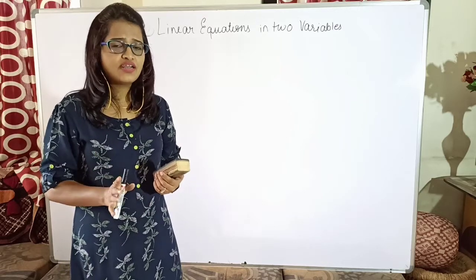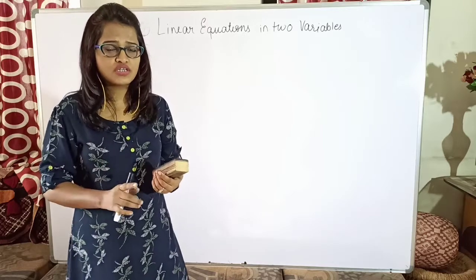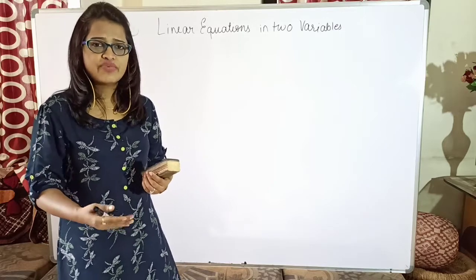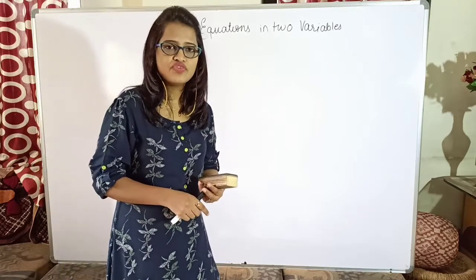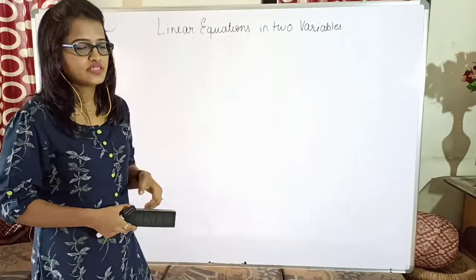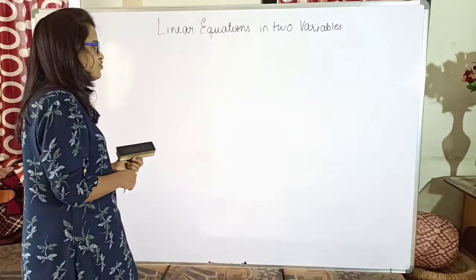Okay, but there you have seen linear equation in only one variable. So in the question you have to consider only one variable, and then you can solve it by different methods so as to find the value of the variable. But here you are going to see linear equation in two variables. Now first of all, let us see what is the standard form of a linear equation in two variables.